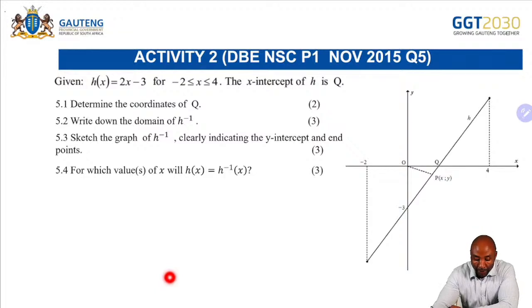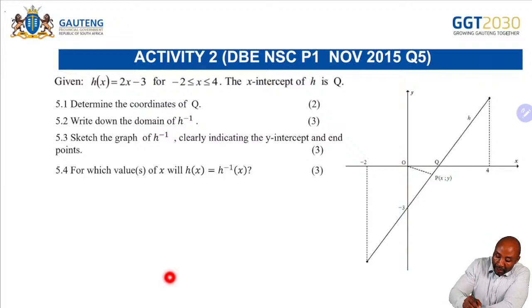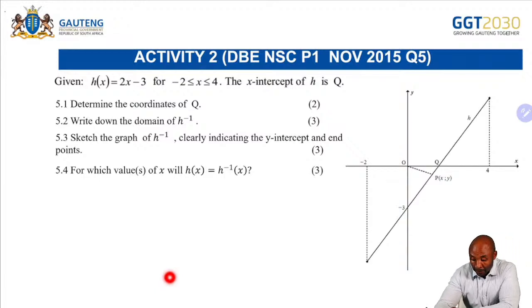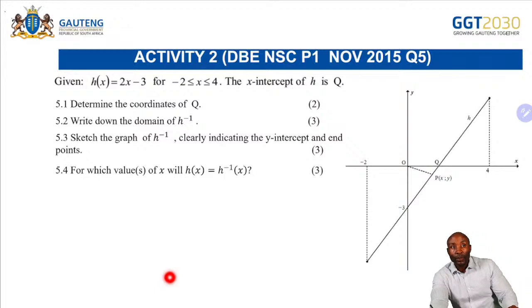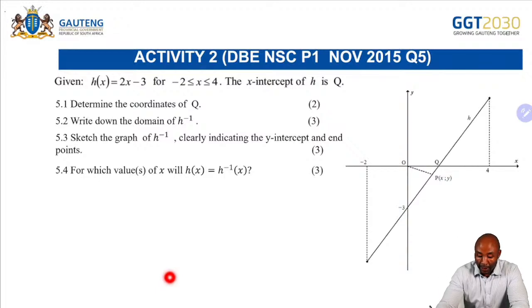Right, welcome back. I hope you had a good time doing this question. Now, you are able to see that our domain is restricted, which means our graph is terminating somewhere, which means our range will also be restricted.